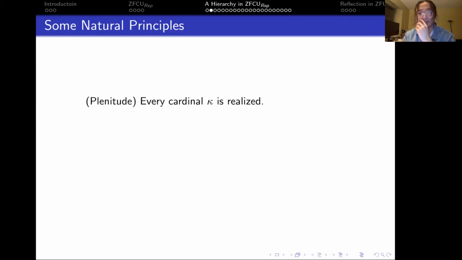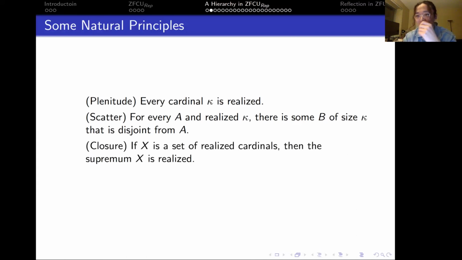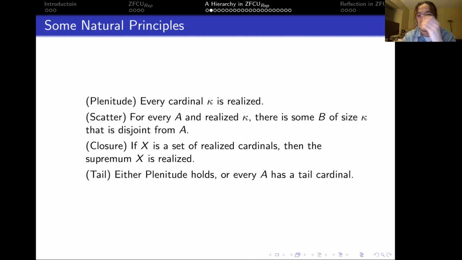So with these definitions, we can introduce some principles. Plenitude just says that every cardinal is realized. So there are unboundedly many sets of urelements. Scatter says for every A and a realized kappa, there's a B of size kappa that's disjoint from A. Closure says that if X is a set of realized cardinals, then the supremum of X is also realized. Tail says that either plenitude holds or every set of urelements A has a tail cardinal.